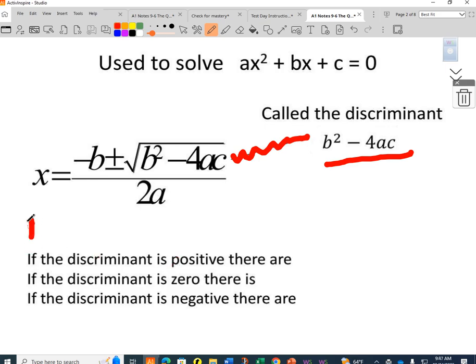So let's go ahead and talk about the discriminant. The discriminant tells how many solutions there are.